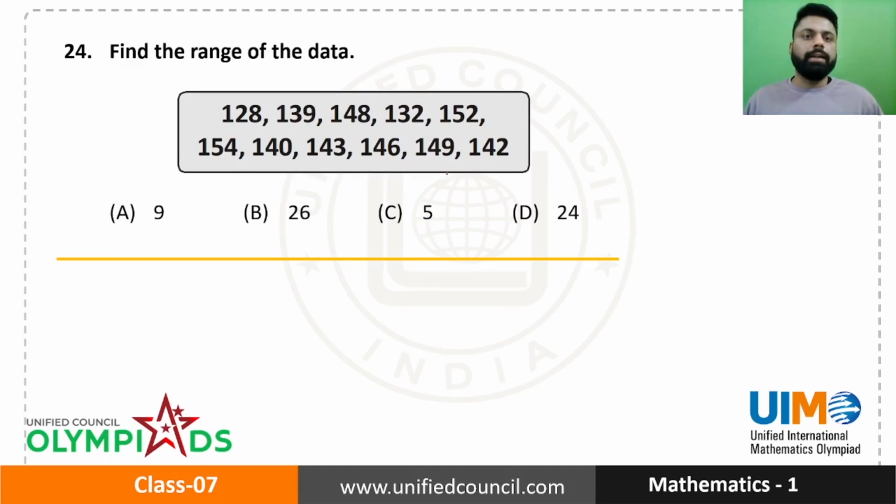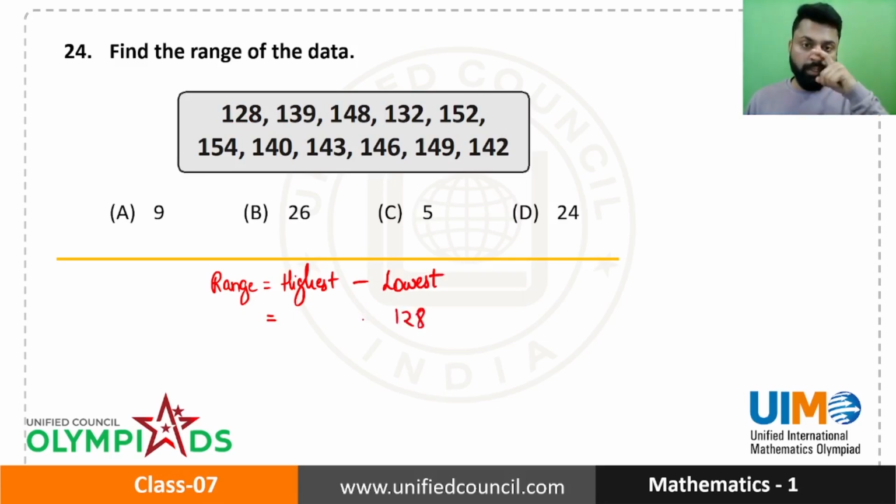The range of the data. So we know that the range of the data is equal to the highest minus the lowest value. 128 is the lowest one, and the greatest one is 154. 154 minus 128 is 26. The option is the correct answer.